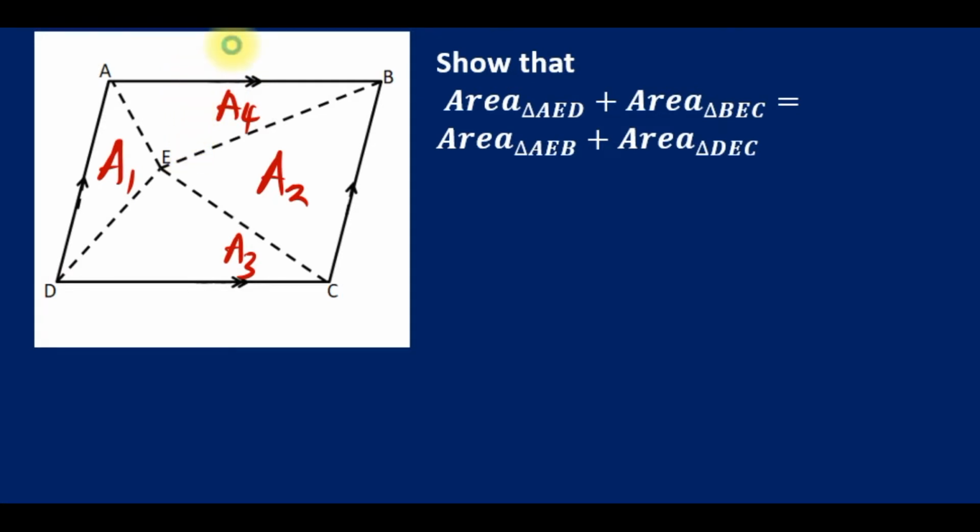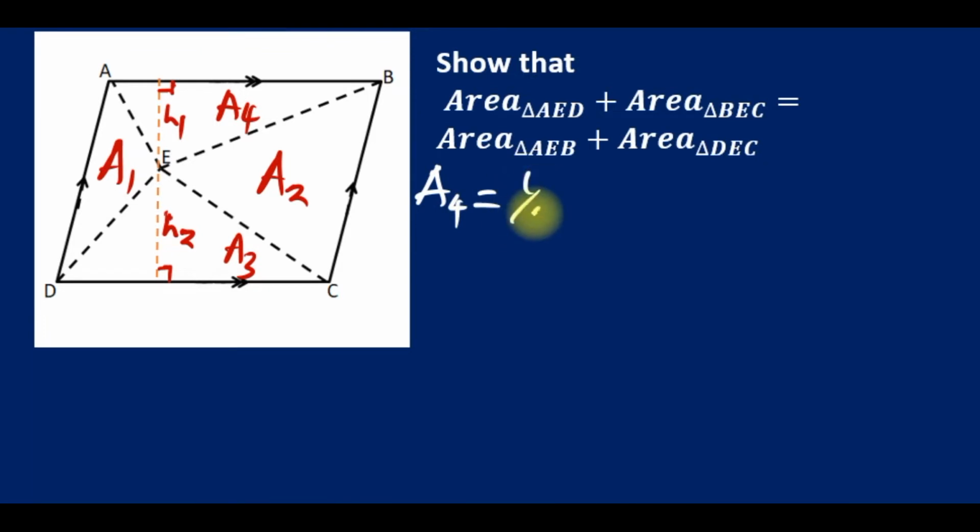So assuming from here to here is the height for triangle AEB, if you call it H1, and this is the height for triangle DEC, if you call it H2. We know the area of a triangle is half base times height. So we have A4 now.